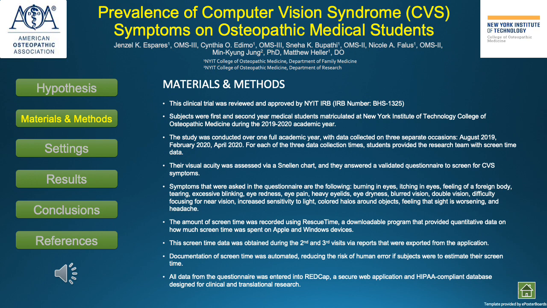Symptoms that were asked in the questionnaire are the following: burning in eyes, itching in eyes, feeling of a foreign body, tearing, excessive blinking, eye redness, eye pain, heavy eyelids, eye dryness, blurred vision, double vision, difficulty focusing for near vision, increased sensitivity to light, colored halos around objects, feeling that sight is worsening, and headache.